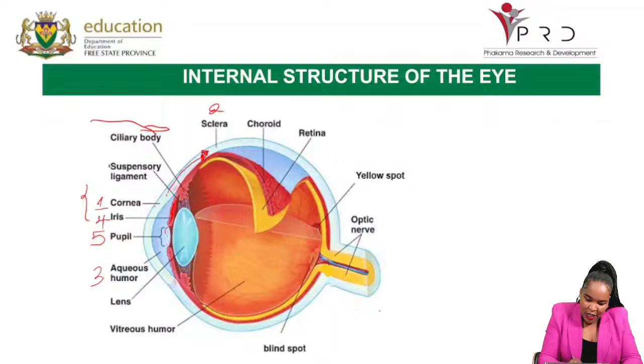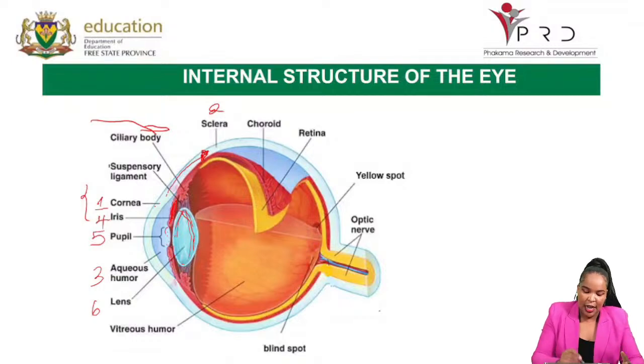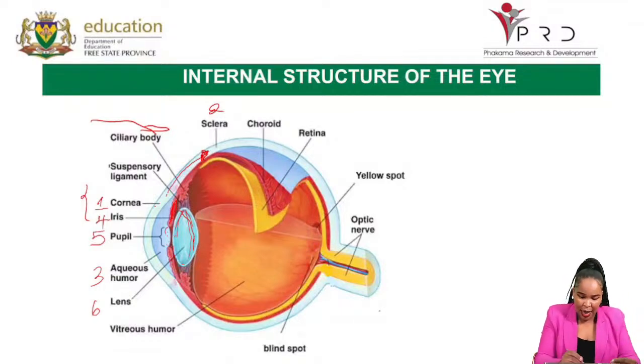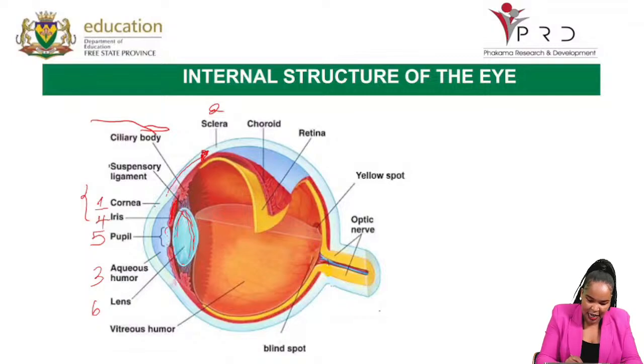Then once you are done with this, you come across this big part here. This big, oval shaped part is called the lens. So this will be your number 6. So it is called the lens. We will talk more about the lens and what it does and how it is structured. Then the lens is kept in position by the suspensory ligaments.